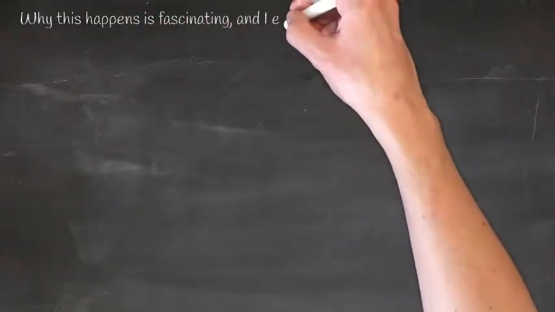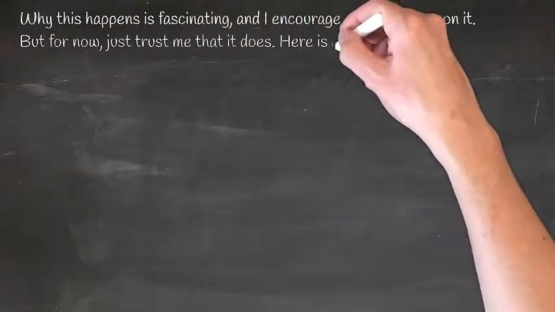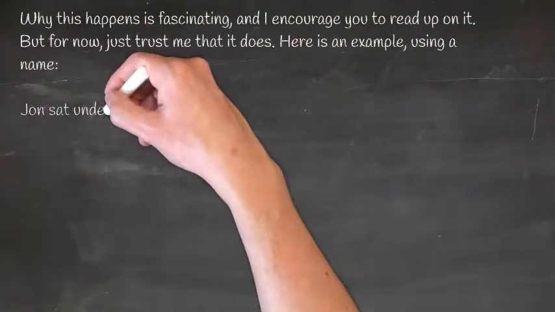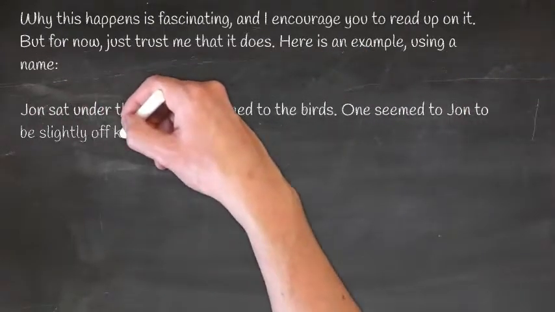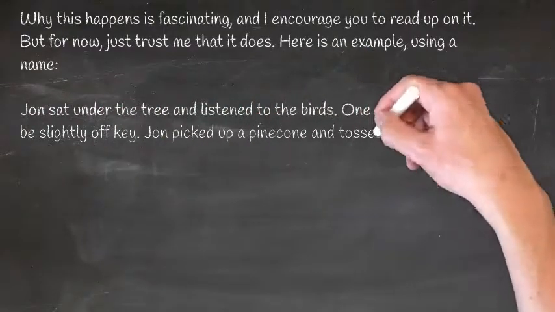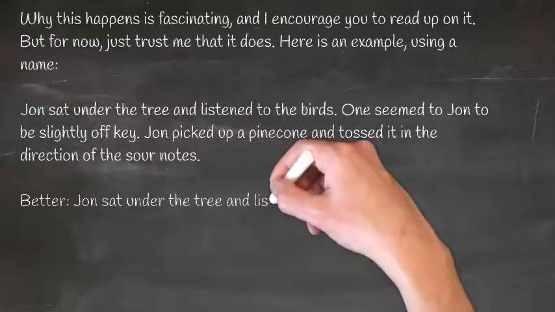Why this happens is fascinating, and I encourage you to read up on it, but for now, just trust me that it does. Here is an example using a name. John sat under the tree and listened to the birds. One seemed to John to be slightly off key. John picked up a pine cone and tossed it in the direction of the sour notes.